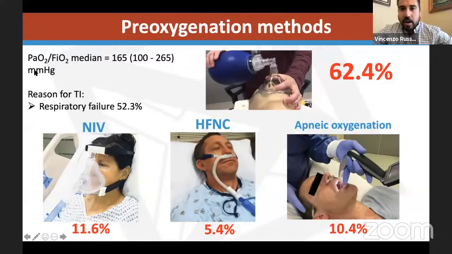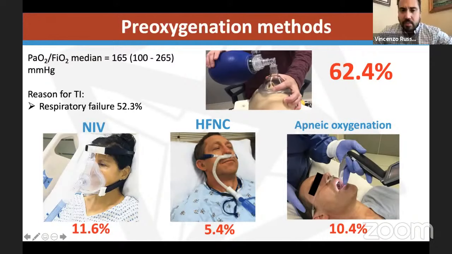And if we look at the patient characteristics here on the left, the median PF ratio of our cohort was 160, so quite a hypoxic population. And also the reason for intubation was respiratory failure as the leading reason for intubation.